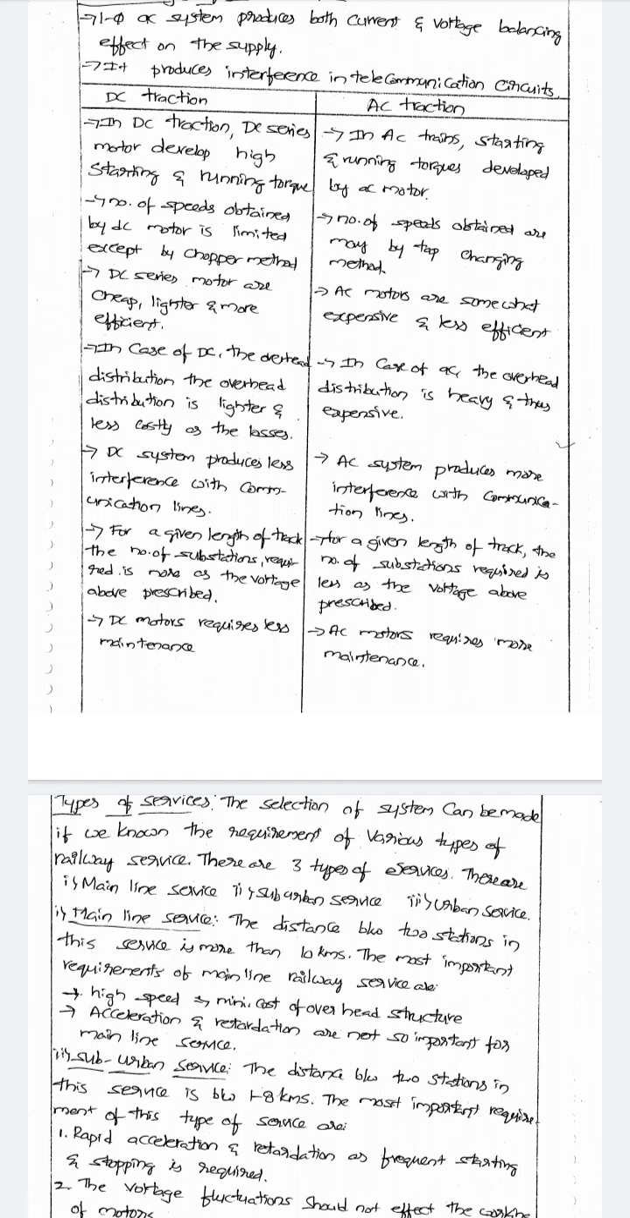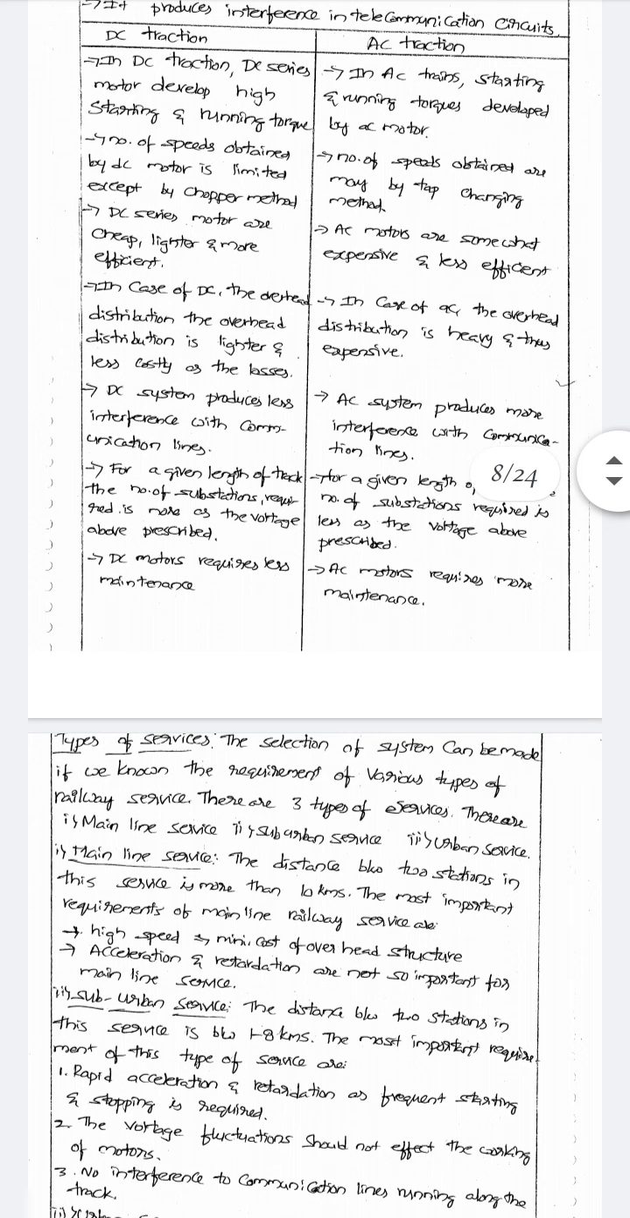And next, the last comparison. DC motors require less maintenance. Here maintenance is less, so automatically the cost is also less. This point was already discussed in the first one.